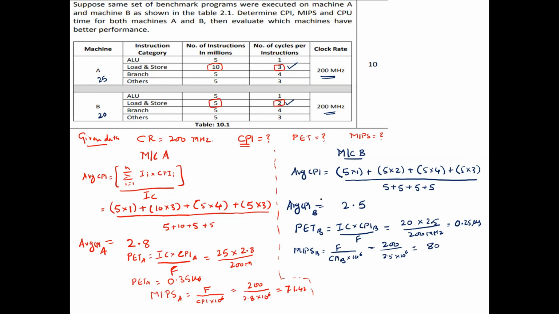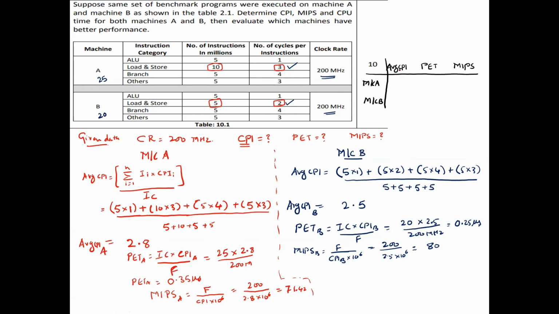80, right? So I'm going to just do the comparison. Now for the comparison, what are the parameters we have calculated? Average CPI, then the program execution time and MIPS, right? And this is for machine A, and we have machine B. I will make the comparison in a table so that we can find out which machine is better. Okay, fine. First, I will write for machine A in red color.